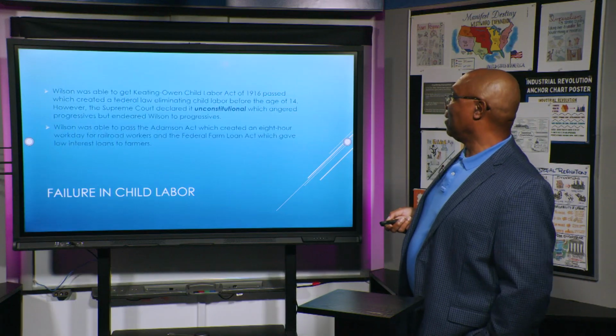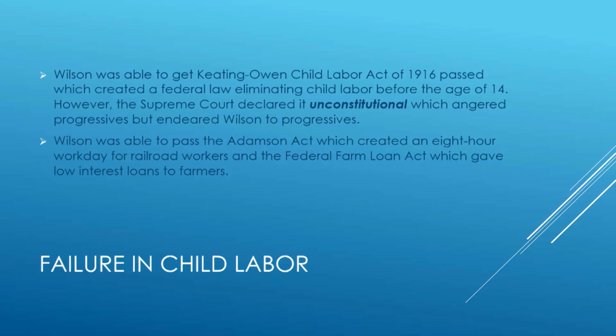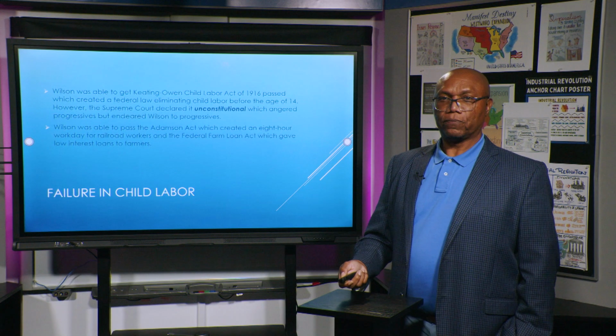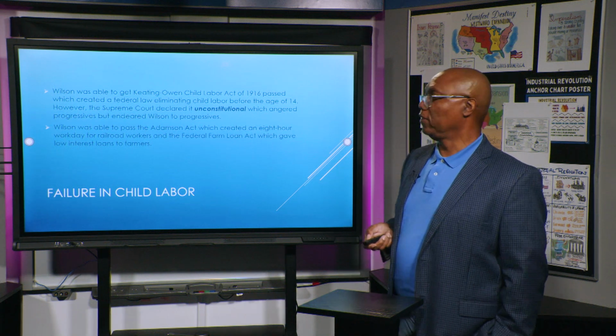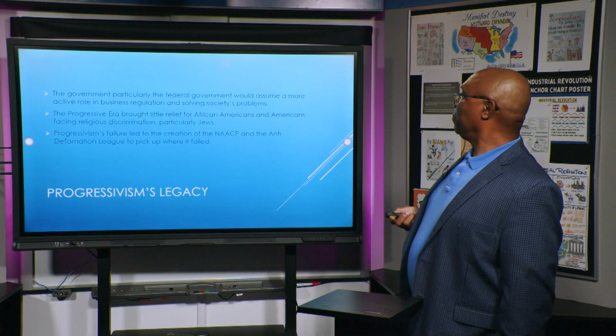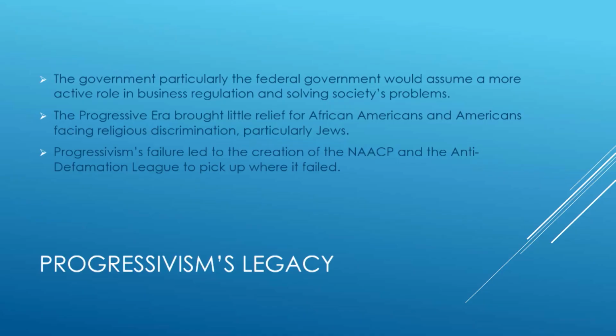Wilson was able to pass the Adams Act, which created an 8-hour workday for railroad workers, and the Federal Farm Loan Act, which gave low interest loans to farmers. So even the farmer, who the federal government had neglected, Wilson steps out and even does something for them. The government, particularly the federal government, would assume a more active role in business regulation and solving society's problems.